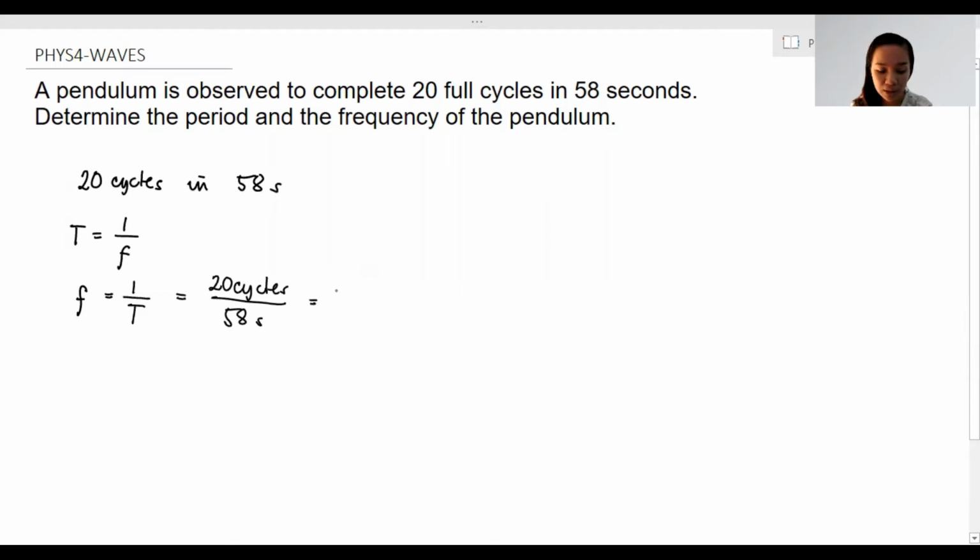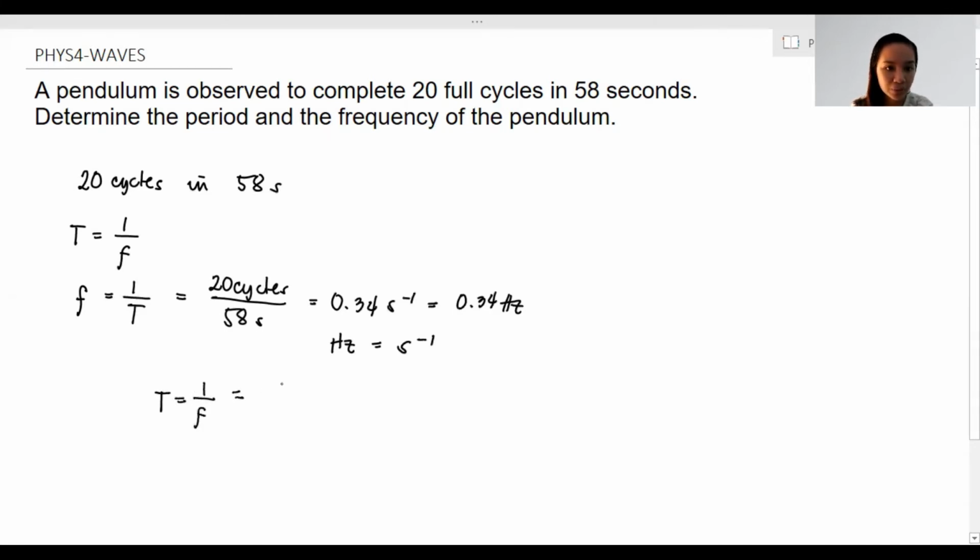Now this will give us 0.34 seconds raised to negative 1, or that's 0.34 hertz. Now take note that the unit hertz is equivalent to second negative 1. And since we have our frequency, we can now solve for our period. That's the reciprocal of the frequency.